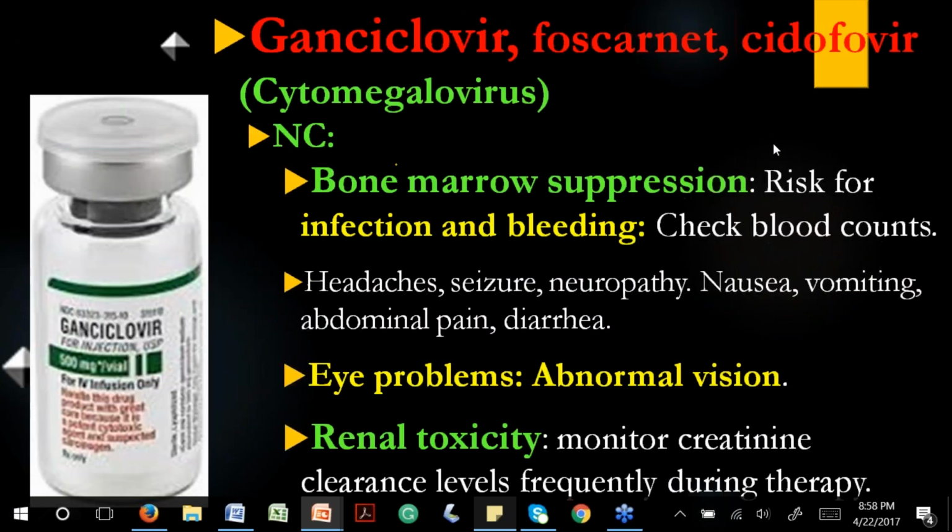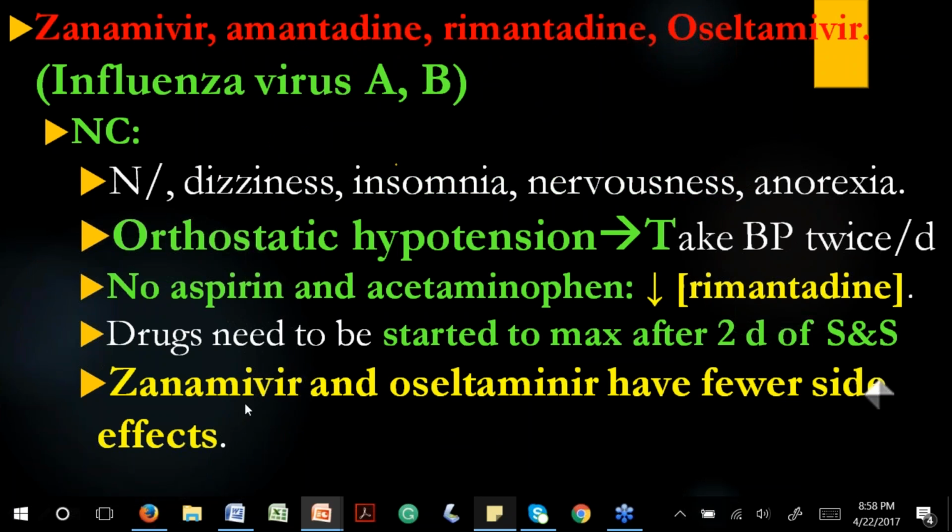What is Reye syndrome? Reye syndrome is an inflammation of the brain. So that's why we call it Reye syndrome. It is spelled R-E-Y-E, Reye syndrome. You can search that or Google that later.